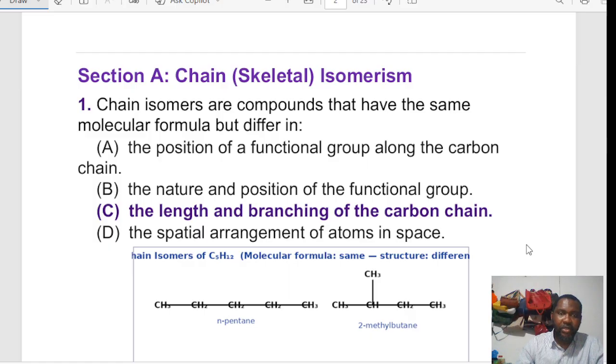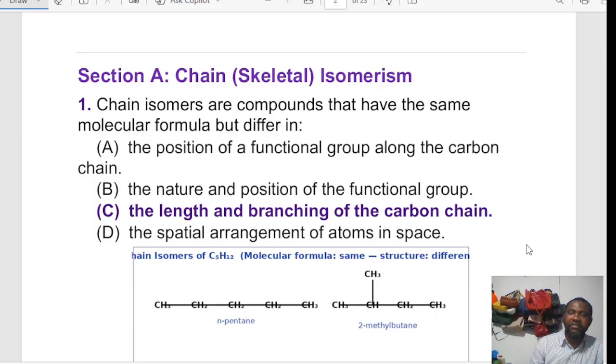In this video we are going to be looking at 30 multiple choice questions on isomerism. To give you background knowledge, isomerism is a phenomenon whereby two or more organic compounds have the same molecular formula but different structural formula. The questions are structured such that each section represents each of the types of isomerism.